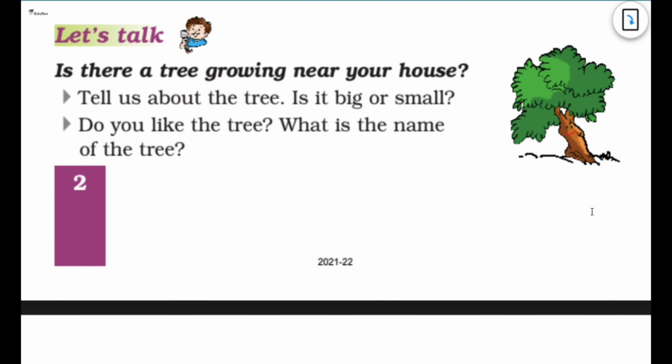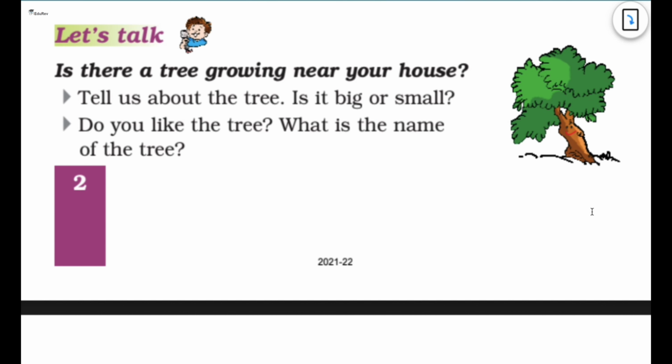Now we need to talk. So, is there a tree growing near your house? Yes, of course. I do have a bunch of trees growing around my house. I'm sure you must also have. Tell us about the tree. Is it big or small? So, you need to tell me whether that tree is big or small. You have to pick any one tree and then tell whether it is small or big.